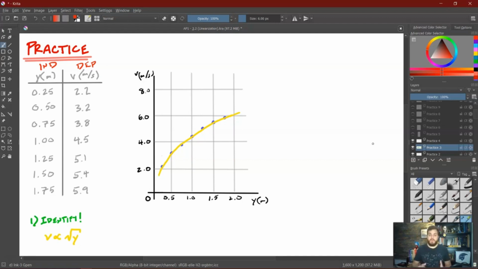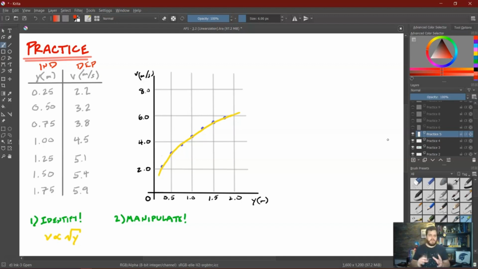So v is proportional to the square root of y. The dependent variable is proportional to the square root of the independent variable. Okay, so we've got that. But now we need to manipulate one of our two columns to make this into a linear line. Now, this is usually where I see people make mistakes, because they look at this and they go, okay, do I square v? Do I square y? Do I square root y? Do I square root v?